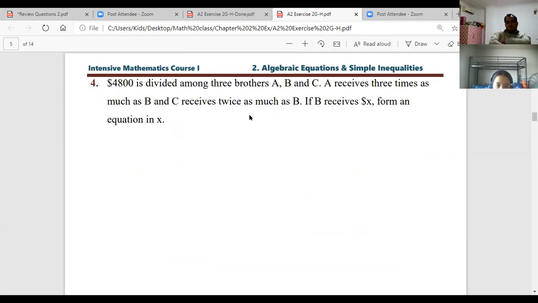$4,800 is divided by three brothers, A, B, and C. A receives three times as much as B, and C receives twice as much as B. If B receives X dollars, form an equation in X.